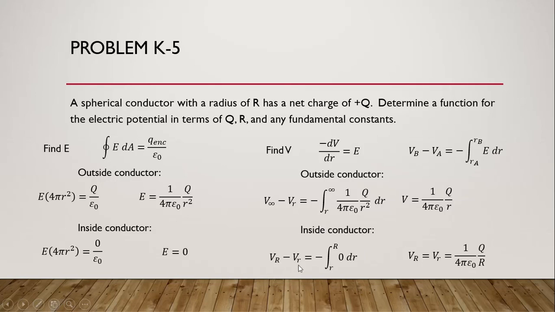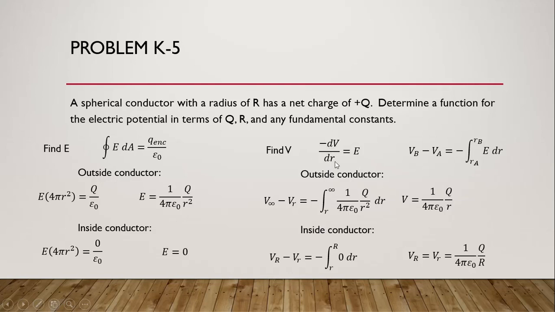So V at any point inside the conductor is equal to V at the outside of the conductor, and so you have a constant potential inside the conductor. So while the electric field is 0, you can still have an electric potential that's not 0. It's just constant, which makes sense if we think about electric field as the change in electric potential.